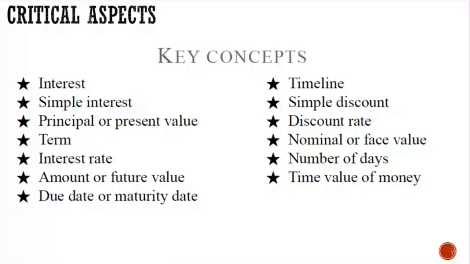And then there's simple interest. The simple interest is an amount that you get when you are calculating an interest. And then you've got a principal value, and also they have a term, and then we've got a rate, an interest rate, and then an amount of your future value, and a due maturity date. That is the date when your investment is going to be maturing. Okay, there's also an aspect of timeline, and I've also put a simple discount, net discount rate. All of these are the terms that you need to see parallel to each other.